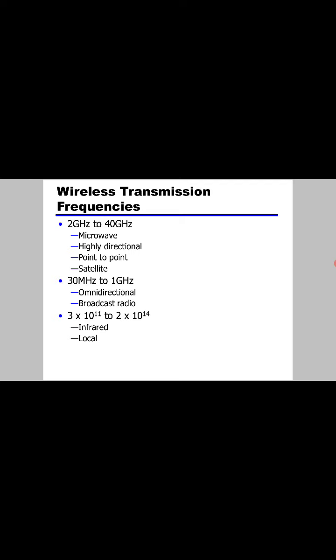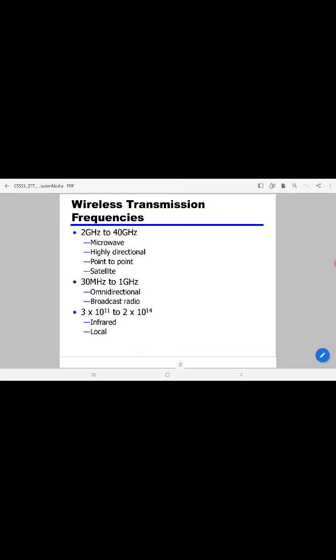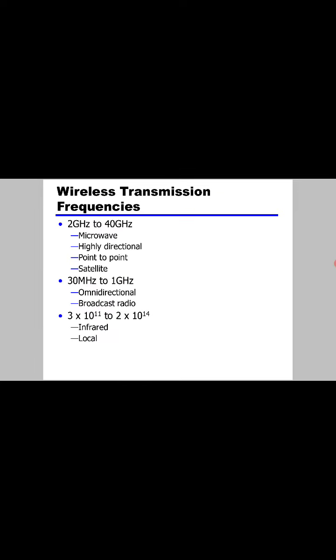So the next one is wireless transmission frequencies. Generally there is no medium required in wireless transmission. They are very high speed transmission types, and generally it covers 2 gigahertz to 40 gigahertz. It means it is very high speed.